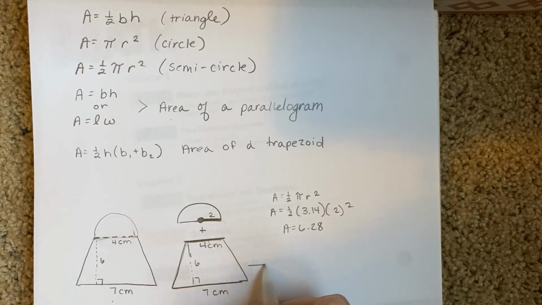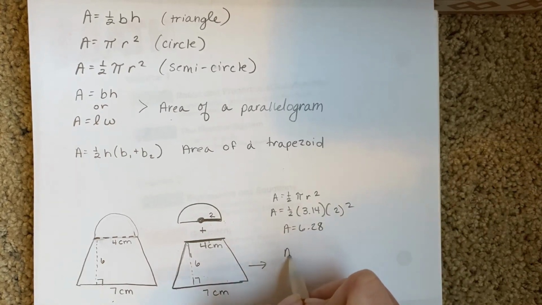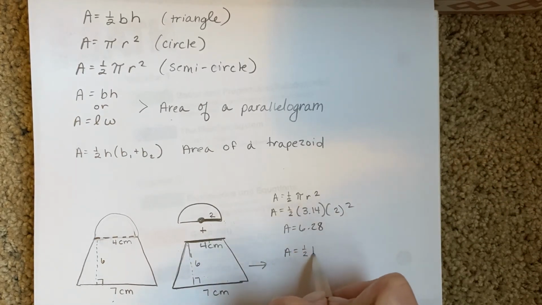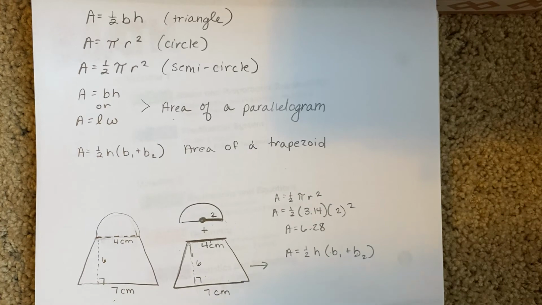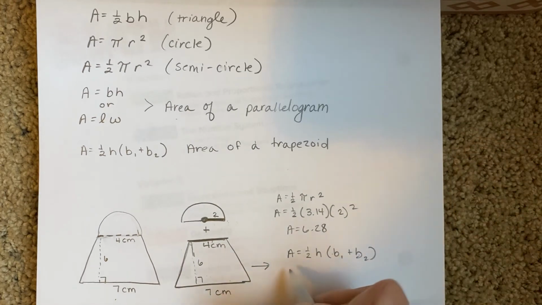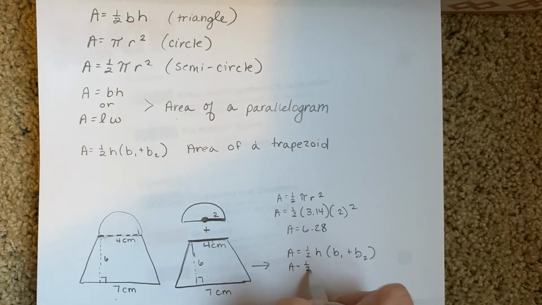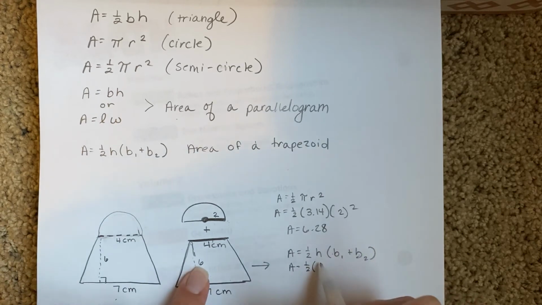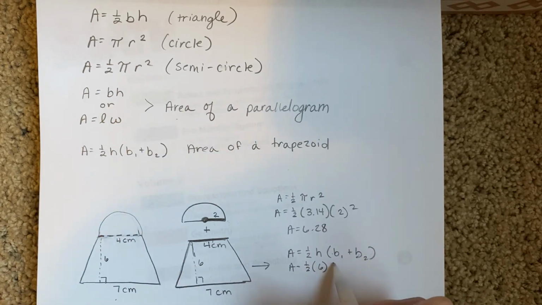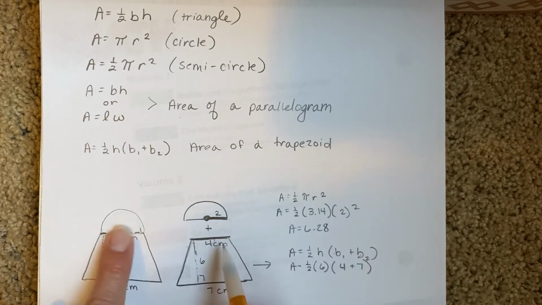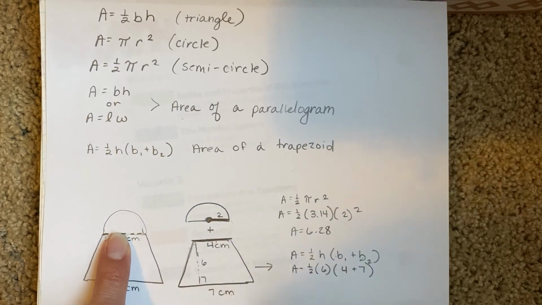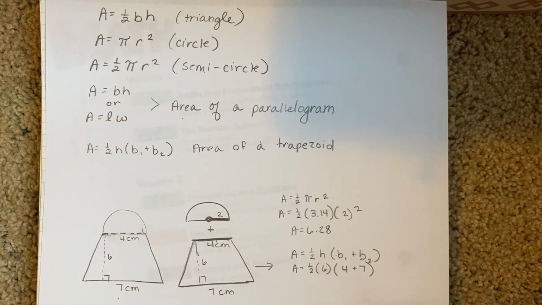Next one, now I'm gonna work on my trapezoid. So A equals 1/2 times the height times B1 plus B2. And these are your bases. Those have to be the ones running parallel to one another. A equals 1/2 times the height, which is 6, times, now be careful, it's 4 plus 7. It doesn't matter if you call this B1 or this B1. Either way, it'll still add up to be correct.